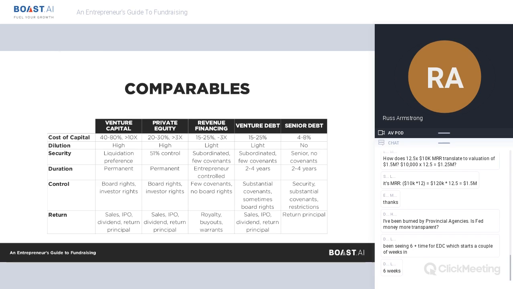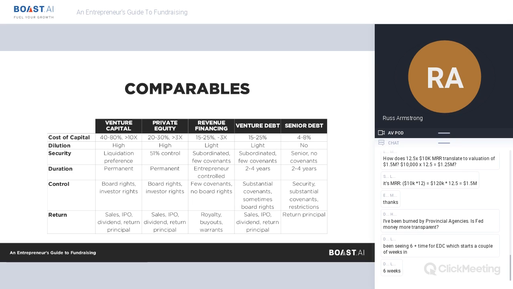Here's a quick comparable table where you look at the different ways of raising money, and different costs of capital across them. From a venture capital perspective, because they are early stage, your cost of capital is generally between 40 and 80%, as they are buying a significant percentage of your company that's going to appreciate significantly in the future. Private equity is looking for a little less on a return standpoint, but they are definitely looking for 51% control on the private equity side.